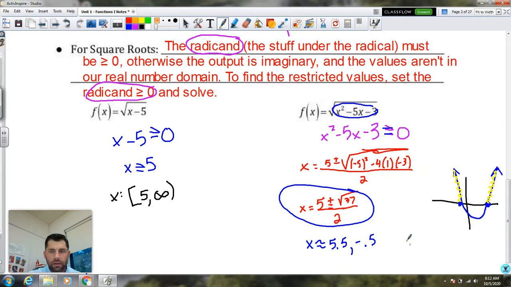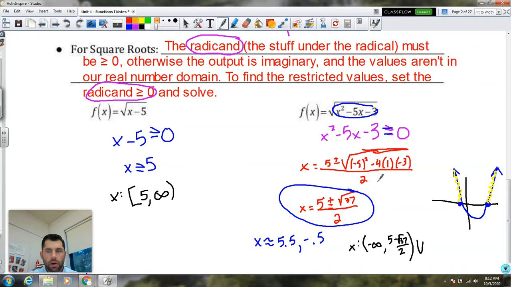So to put it all together, the domain of this function that makes the stuff under the radical positive is negative infinity all the way up to (5 minus radical 37) over 2. I might run out of room here. Or, can I drag this? Yes, nice. Or from here, which is (5 plus radical 37) over 2, all the way up until infinity.